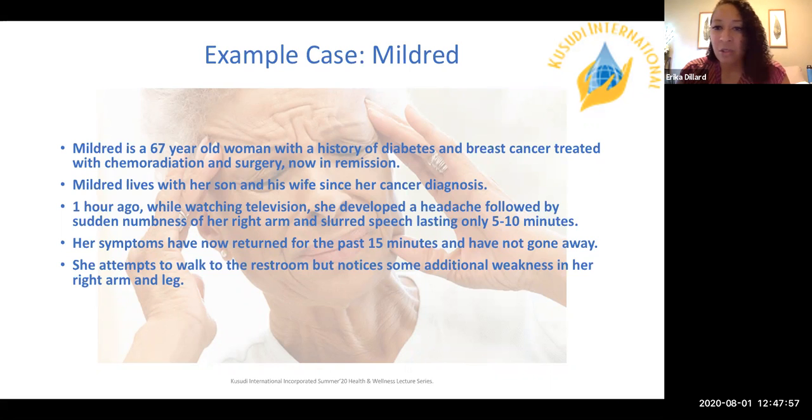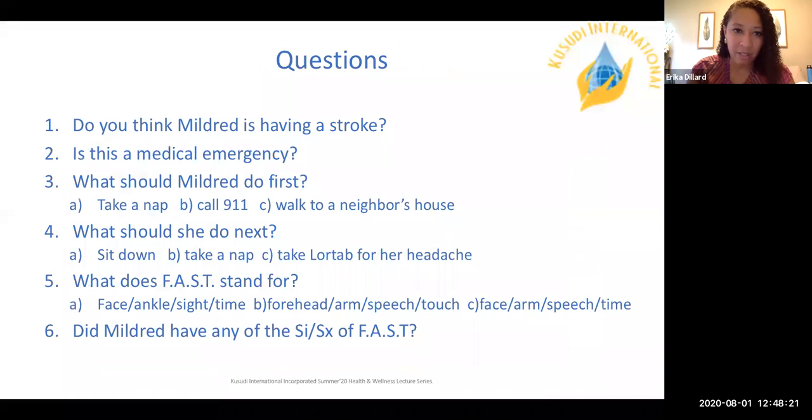So absolutely, she developed FAST, which was facial weakness, arm weakness, speech difficulty. She notes that she had some slurred speech. So it is of the utmost importance at this point that she get in touch with emergency professionals by calling 911 and get to the hospital immediately. Now, there may have been some confusion about what she should do first. She should call 911 immediately first. She should not try to walk anywhere.